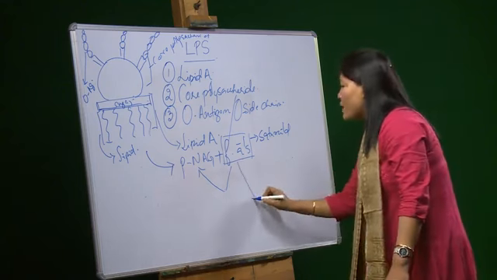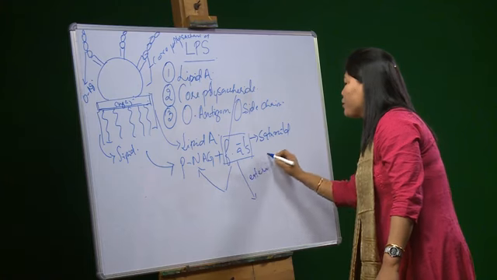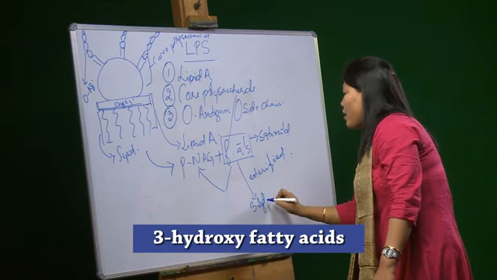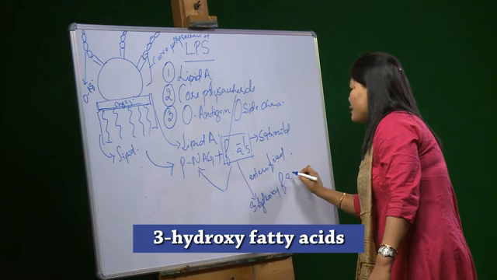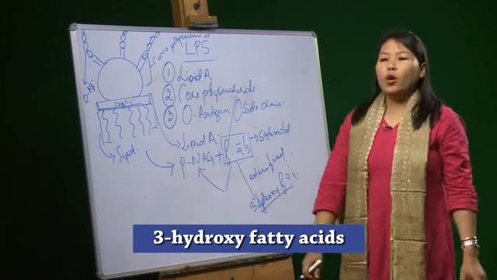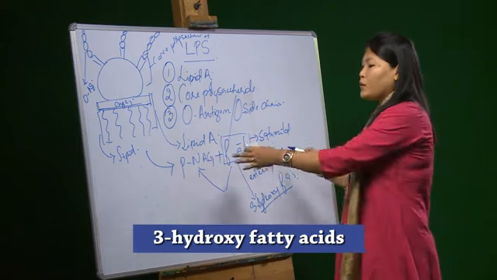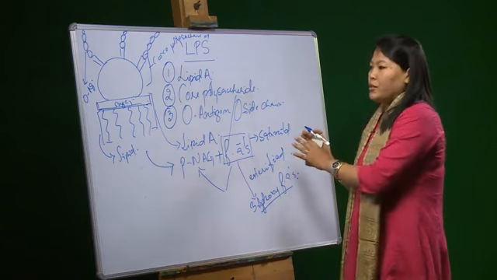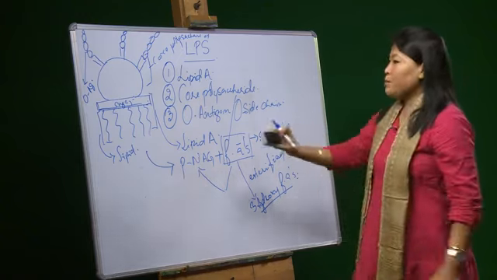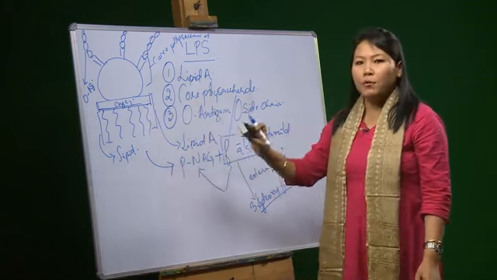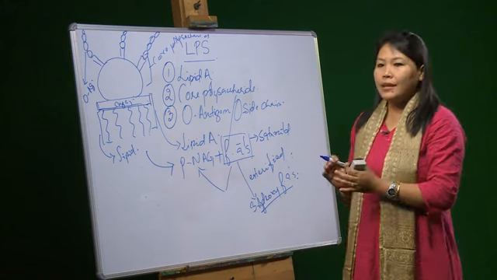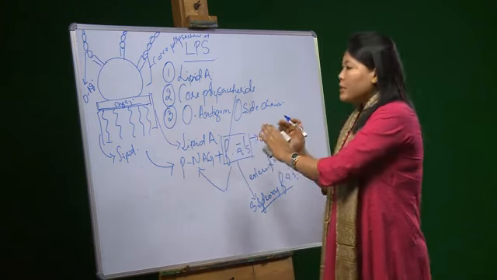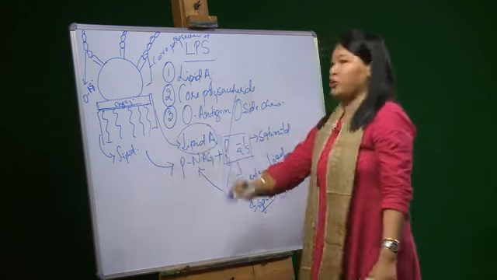And some of these fatty acids are esterified to 3-hydroxy fatty acid. So the composition is phosphorylated N-acetyl glucosamine and the fatty acids. The biological function of lipid A is that it plays a very important role in pathogenesis. That is, the toxicity of the lipopolysaccharide generally is conferred by this lipid A portion.